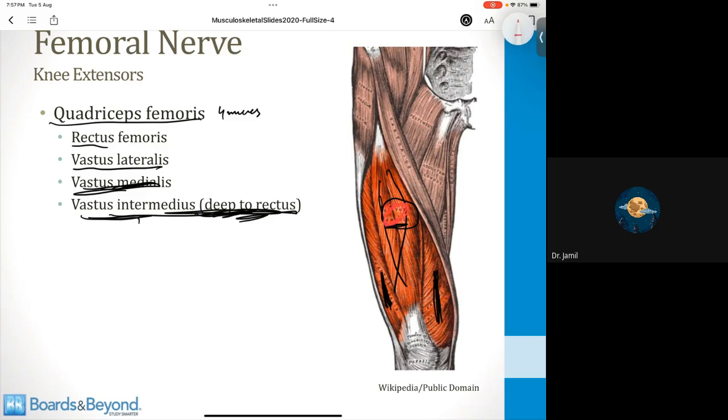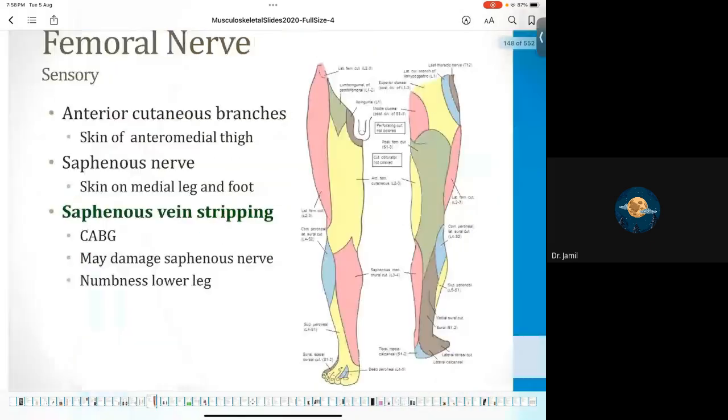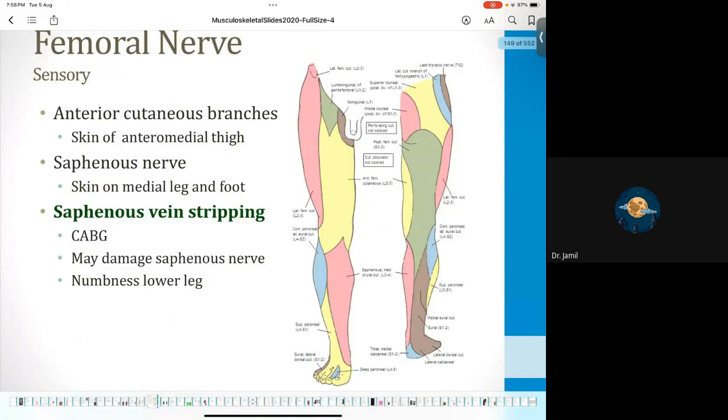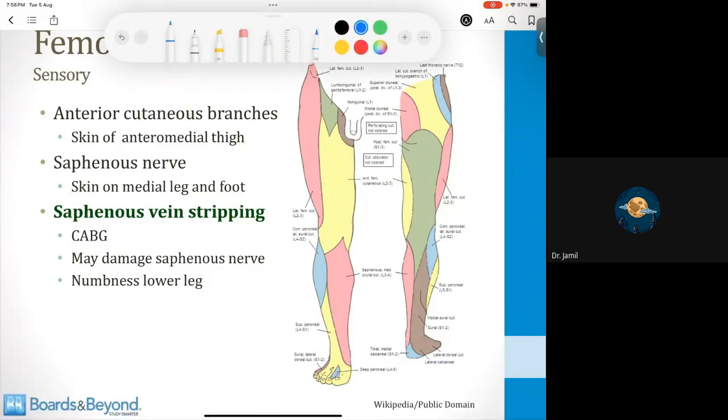So you have rectus femoris, the one to the lateral is vastus lateralis, the one to the medial side is vastus medialis, and the one in between, that is below the rectus femoris, is going to be vastus intermedius, right? There's going to be an intermediate one present between, right? So the femoral nerve, what's the function of the femoral nerve?